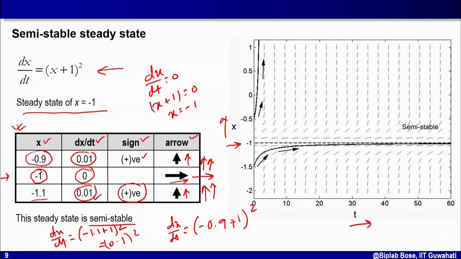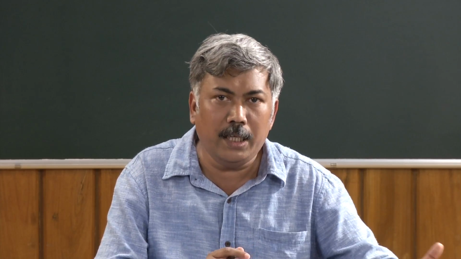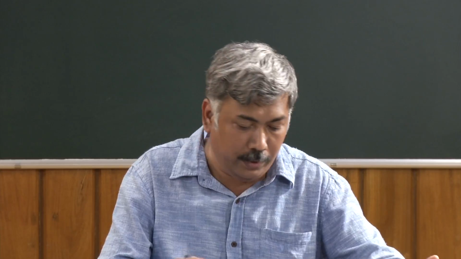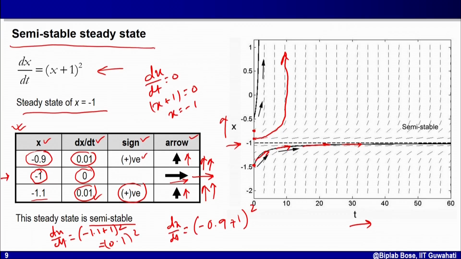If you start from a lower value than the steady state, suppose this minus 1.5, the arrow says that you will move along these and collapse at the steady state. But if you start at a slightly higher value, say somewhere here, then you will move along these and go away. So if I start from the lower value, I collapse at the steady state. If I start from a higher value, I move away from it. So from one side it has stable type behavior, from the other side it has an unstable behavior. That's why this is called a semi-stable steady state.